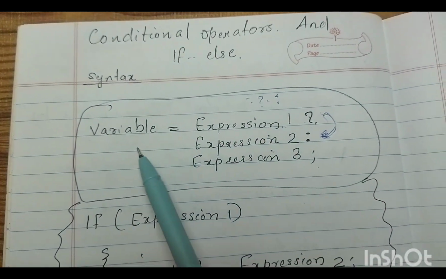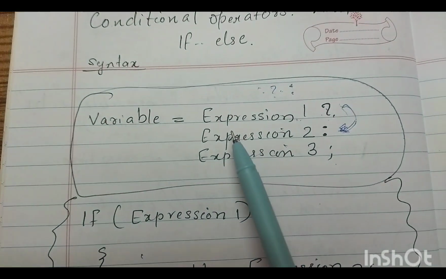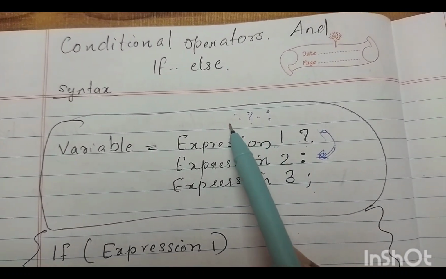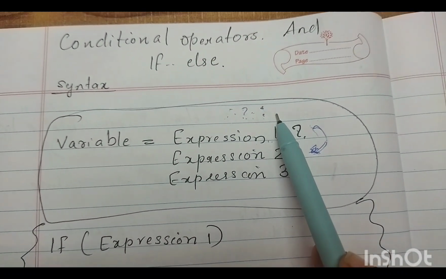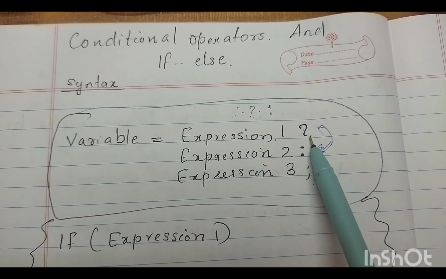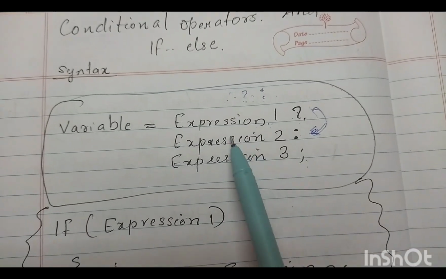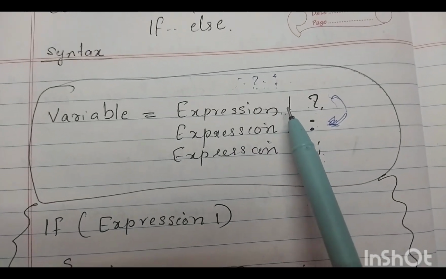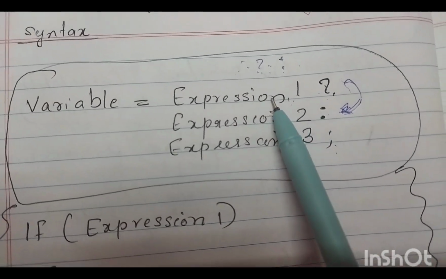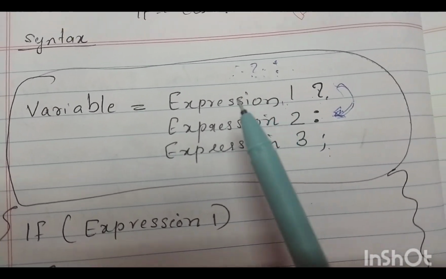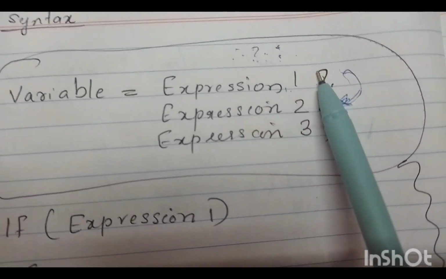First of all, I will introduce how the syntax of the conditional operator will be looking like. Here, the conditional operator is an expression, question mark, another expression, colon, third expression. That is expression 1, question mark, expression 2, colon, expression 3, semicolon. That means expression 1 is the conditional statement. Here a condition will be checked, whether it is true or false, whether it is right or wrong.